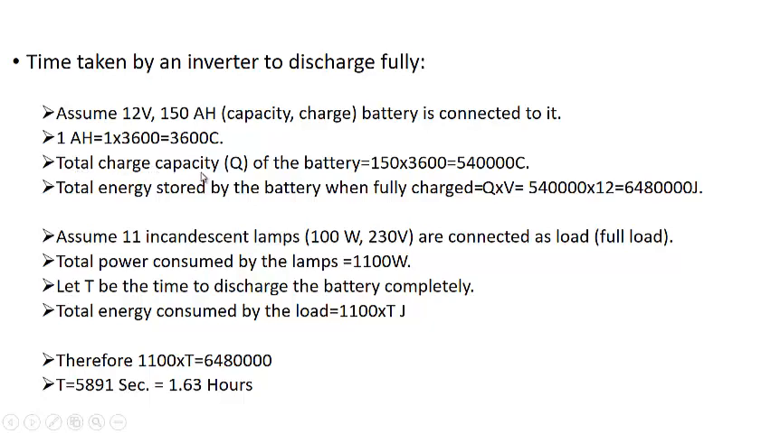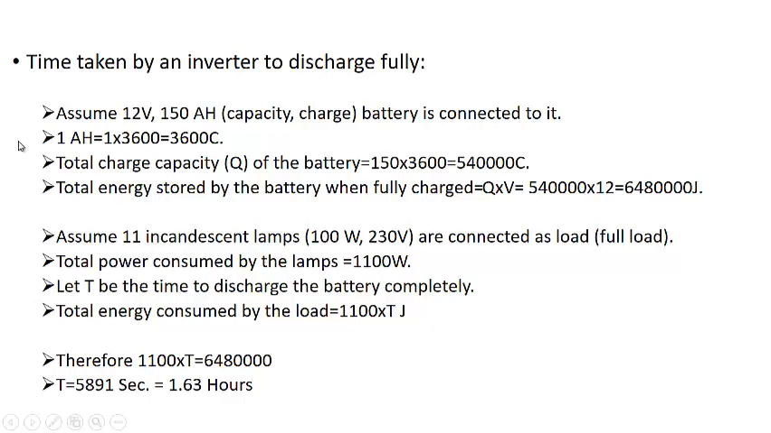So the total charge capacity of this battery will be equal to 150 into 3600, that is 540,000 coulombs. So the total energy stored by the battery when fully charged will be this charge multiplied by voltage, that is 648,000 joules. Now let us say we are fully loading the inverter, because you can use this type of approach to calculate the time for any load, but for the time being I am just calculating it for full load.